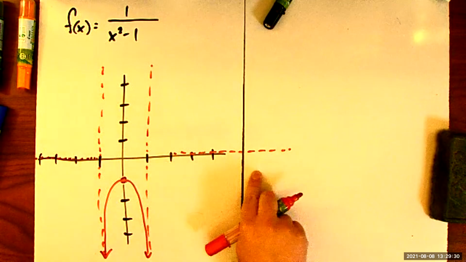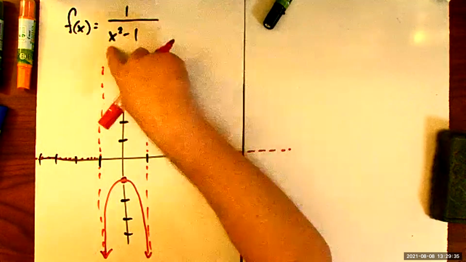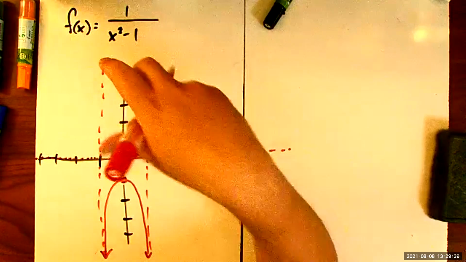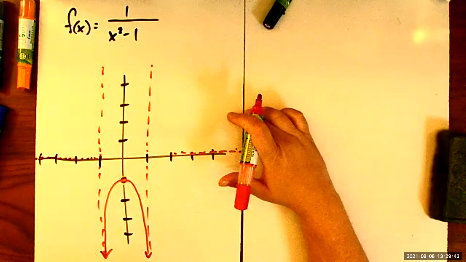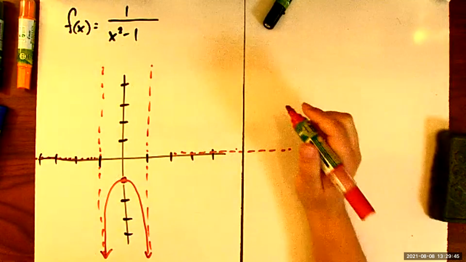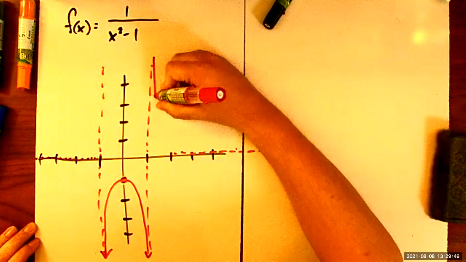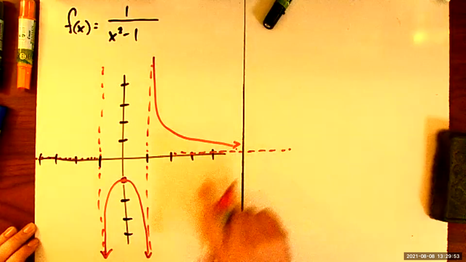Out on this side, if we were to plug in a number like, let's say, 5, we would get 1 over 25 minus 1, so 1/24, which is going to be a small number. This is telling us that it's going to be in the positive region, though, because it's a small positive value. So our graph is going to come down like this, cross here, and then approach this asymptote.